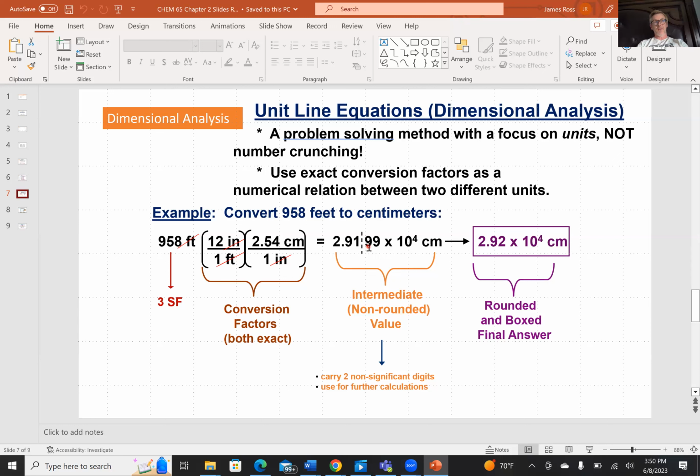The first insignificant digit is a 9. That's greater than a 5. So we add 1 to the last significant digit, which is 1, making it 2. So our final answer is 2.92 by 10 to the 4 centimeters.